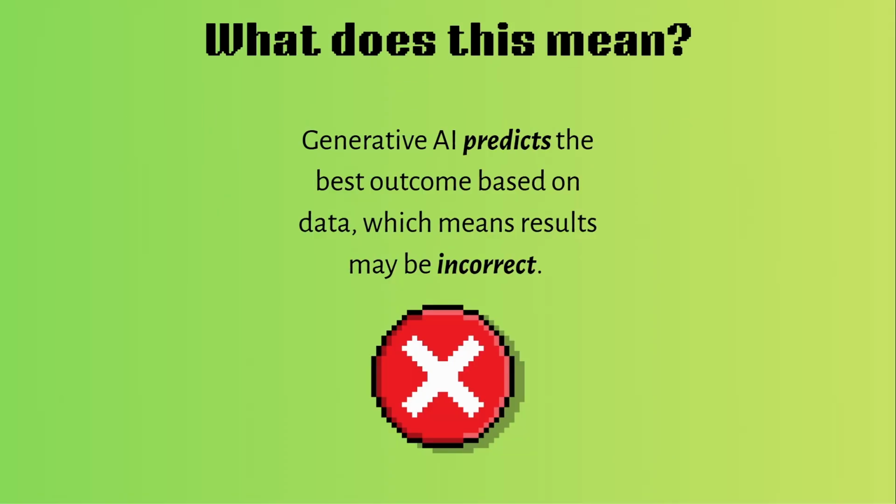Alright, so yesterday we learned that AI recognizes patterns to predict the best outcome. But what does this mean exactly? It means that machine learning models like generative AI predict the best outcome based on data, which means results could be incorrect. So it is important to always fact-check information you receive from AI.